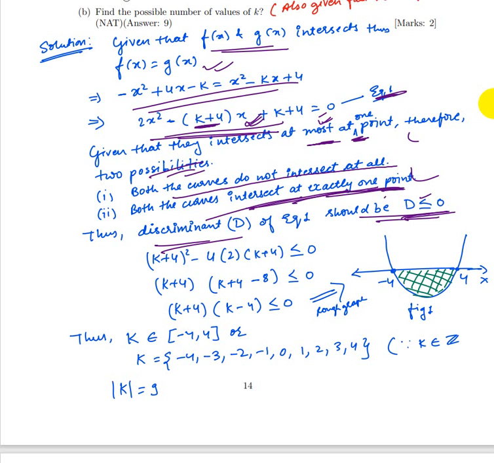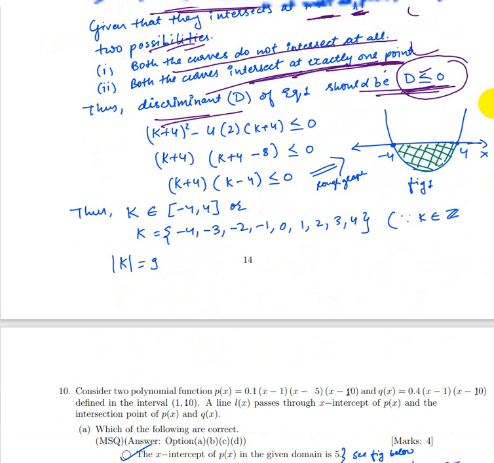For this, they must have the same root, and for this D has to be equal to 0. So the condition becomes D should be less than or equal to 0. So we'll just put the value of D, and this point is very important. We won't just do what we used to do in our lower classes, that is equating. For this we'll make a sign scheme.